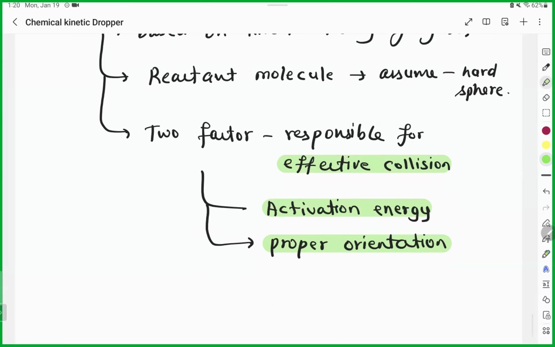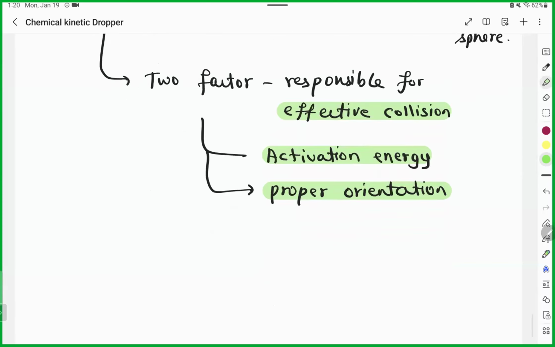Any doubt, guys? This is extremely important, a basic thing, but really important. Any doubt in this? Any doubt, guys, in this? No.